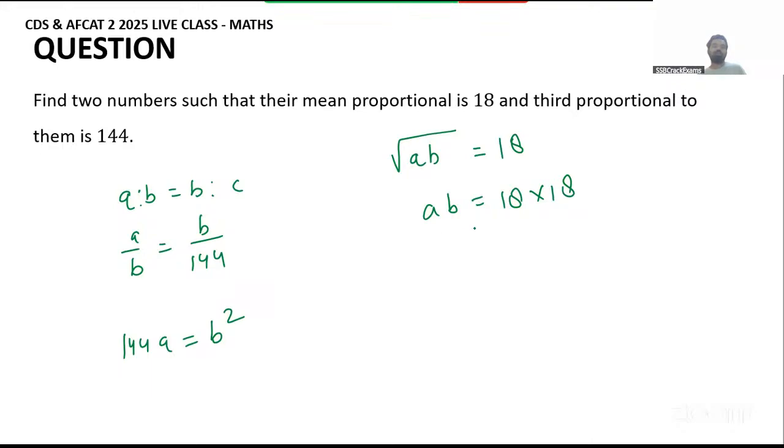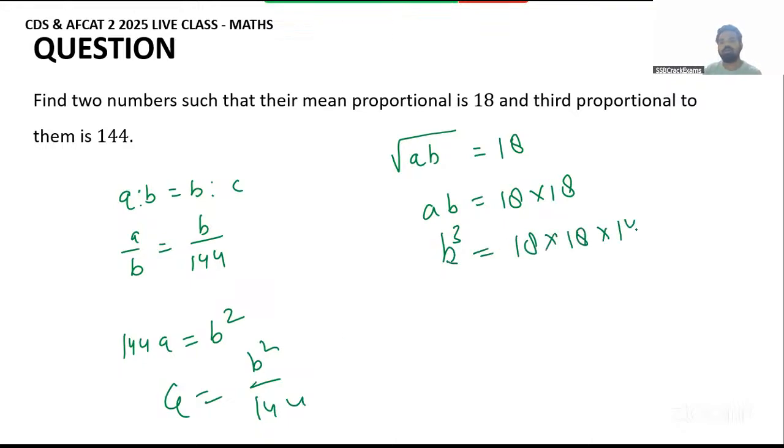I can find A. What I want to do is find both the numbers. So AB we have and 144. Simply, I can put A over here. We know what A is, so A is equal to B square upon 144. So I am just putting it here. It will be B cube upon 144, and I will take it in multiplication. So it will be 18 into 18 into 144.